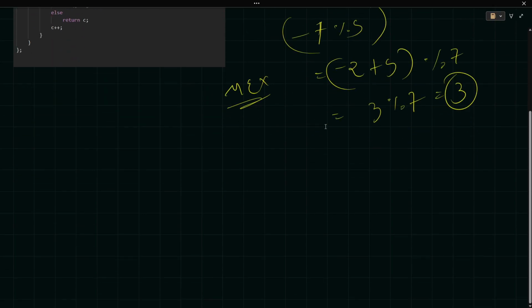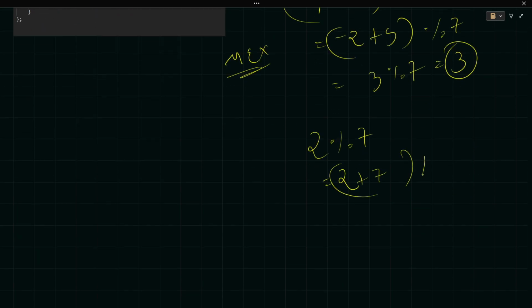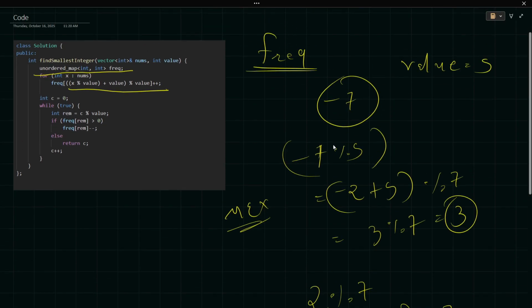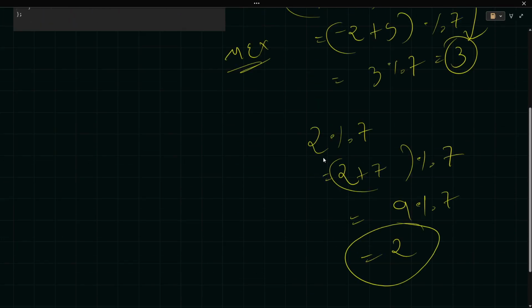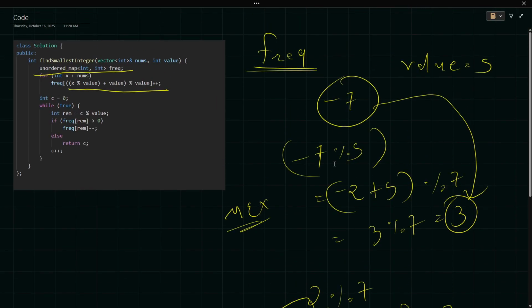Suppose only a positive element occurred, say 2. I do 2 mod 5, which would be 2, and with x mod value plus value, again we are adding the value and taking mod, so 7 mod 5 would again come to 2. So we are observing that from -7 we are getting a valid modulo, and from 2, if it is already positive, we also get 2. So we are actually getting positive modulo values this way. That is why I have done x mod val plus val and whole mod val. As I mentioned, the frequency array will store the frequency of whatever x mod val is.